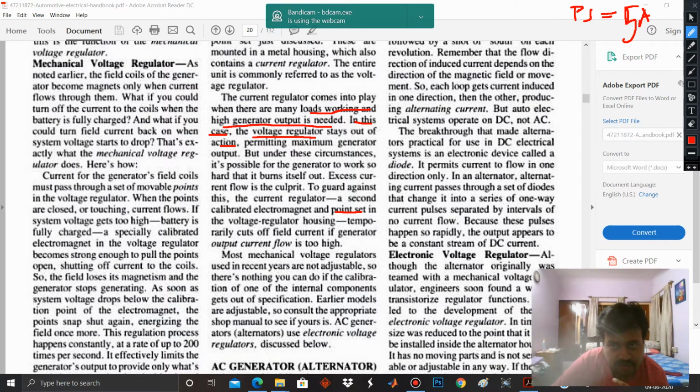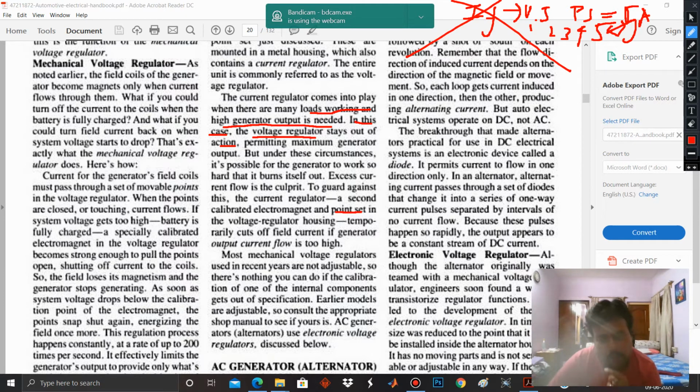Now what is happening? Your field current IF is going on increasing. So 0.5, 1, 2, 3, 4. As soon as it reaches 5, what will happen? The field supply will be cut off, because this 5 will be equal to this particular 5. So if they become equal, what will happen? Your field current will be cut off and your field will no longer be energized by the field current.